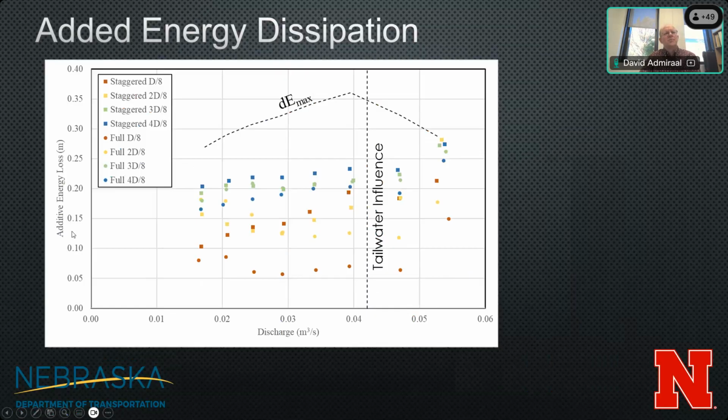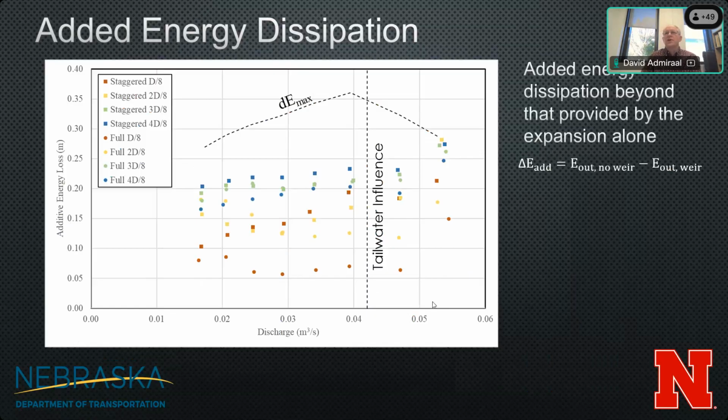This just tells us how much energy these dissipation devices remove in addition to what's already removed by the dissipation structure itself. So this added energy dissipation is beyond what's provided by the expansion alone. Remember that this is going from a circular culvert to a rectangular culvert. Just that alone takes away some energy.